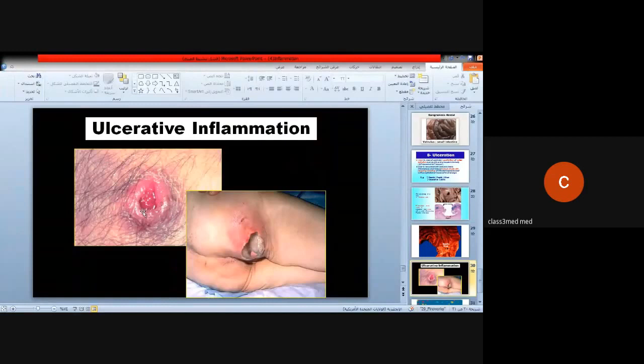This is also an ulcer in the gluteal region as a complication of abscess formation. Abscess in the gluteal region with sloughing of necrotic skin, leaving a large ulcer in the gluteal area with an inflammatory exudate covering the base.